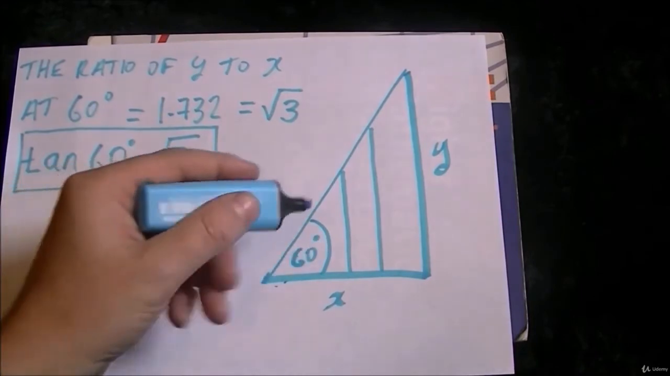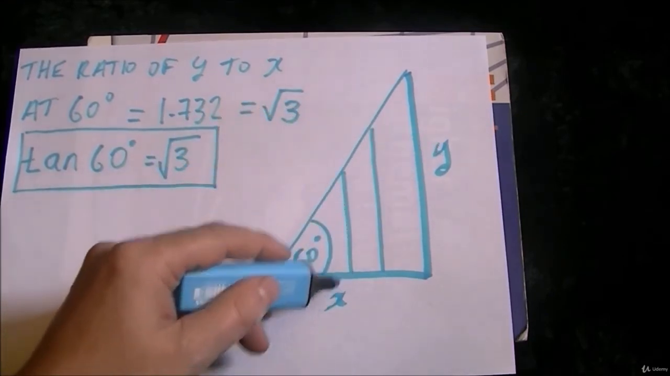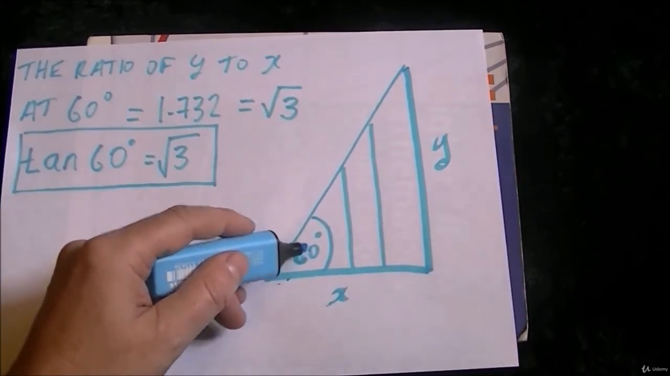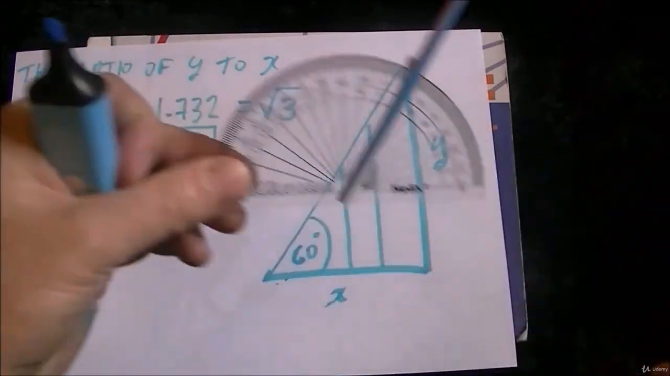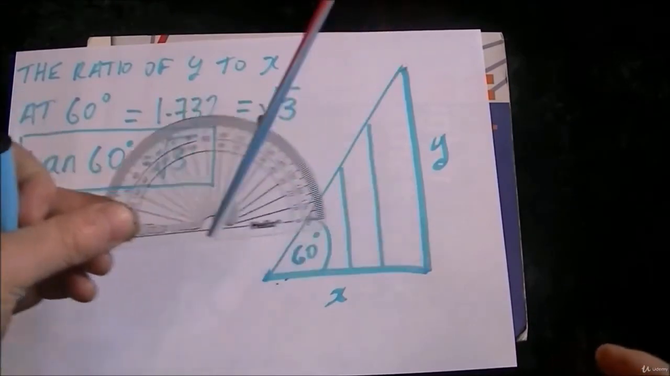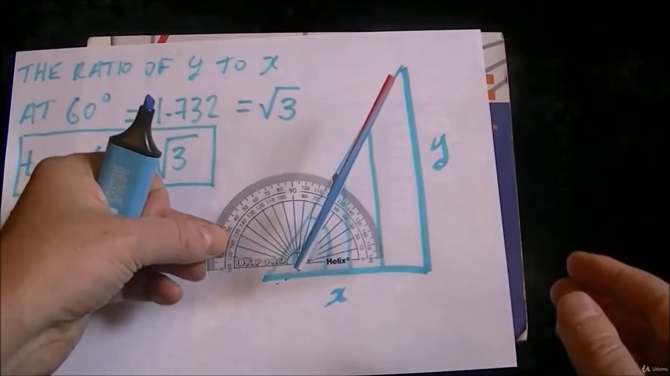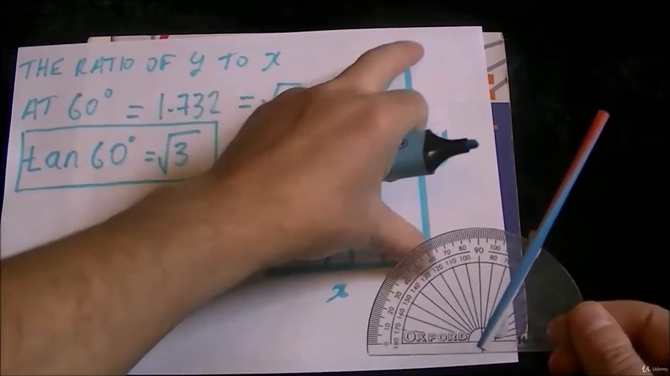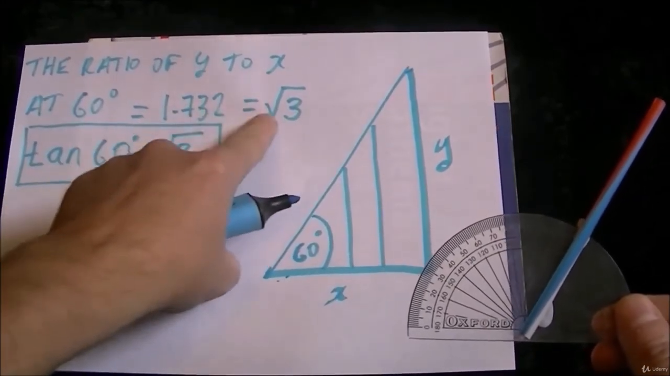But we know that if we were to measure the ratio y upon x, so if we measured that y there upon x there at 60 degrees, we would get a value of 1.73. Now you can try that yourself. You can take a protractor and you can draw a triangle out at 60 degrees, and you can make the y and the x distances whatever you want, as long as the angle remains at 60 degrees. Then if you measure this distance to that distance, you'll get 1.732, which is actually root 3.